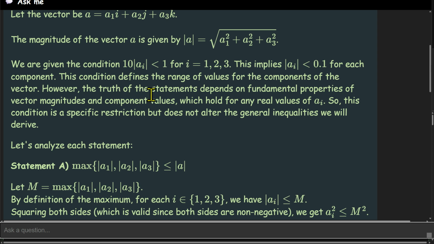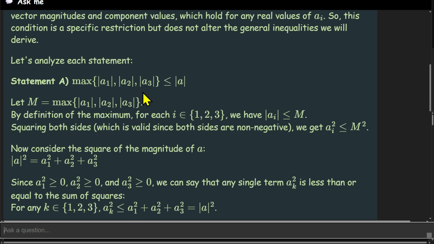However, the truth of the statement depends on the fundamental properties of the vector magnitude and component values, which hold for any real values of a. So this condition is a specific restriction but does not alter the general inequalities we will derive. So let's analyze each statement.